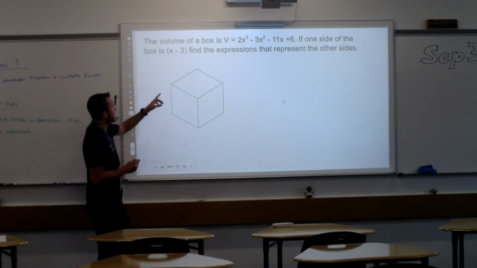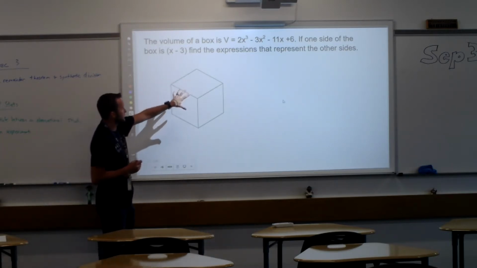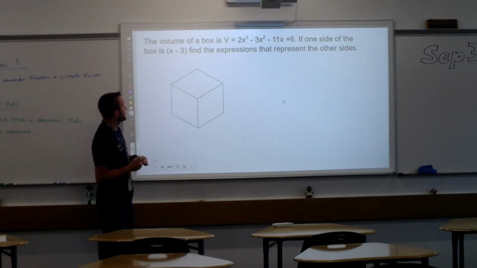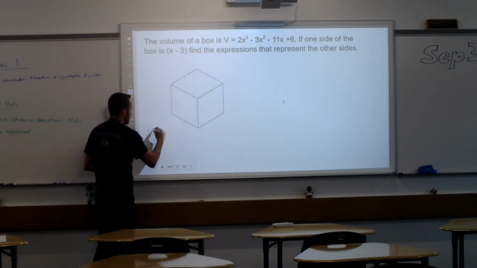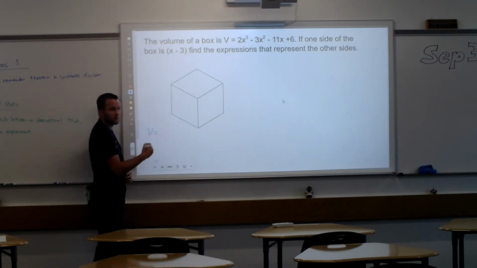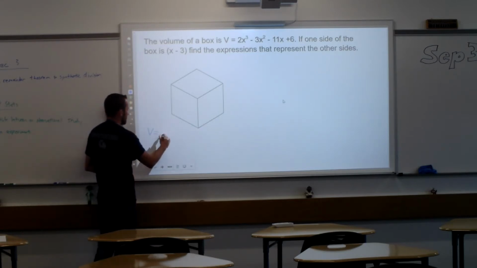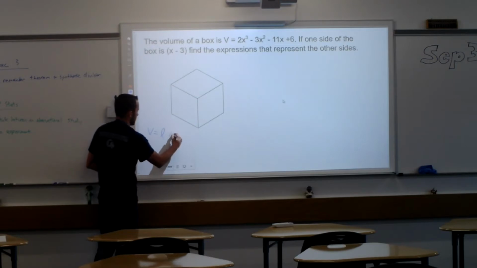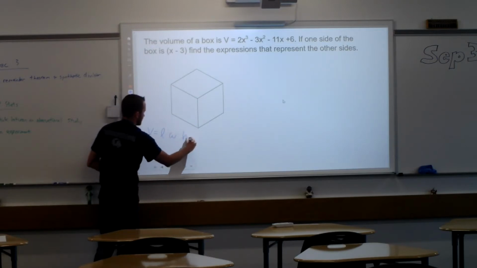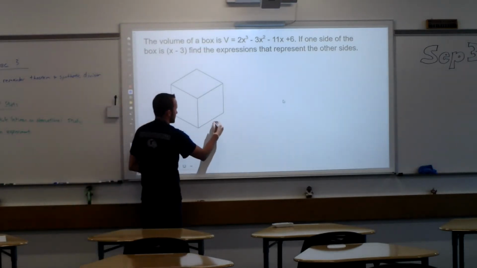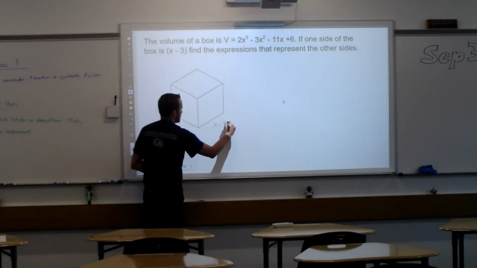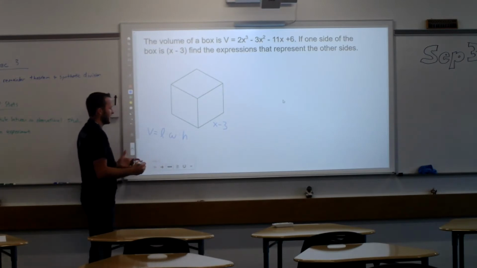So we're given the volume of this box is given by that polynomial. So we have that equation, and then we're told that one of the sides is x minus 3. If you remember, the way we find the volume of a rectangular prism or a box is we do the length times the width times the height. Now let's just assume that the x minus 3 that we were given for one of the sides was the length.